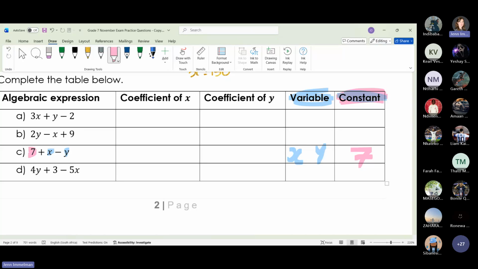It's a number that's alone. Whatever number's alone. So in number B, it would be 9. In number A, it would be 2. It's the number alone without any letters. By the way, hold on. I see hands. Write questions in the chat. I will answer them at the end.